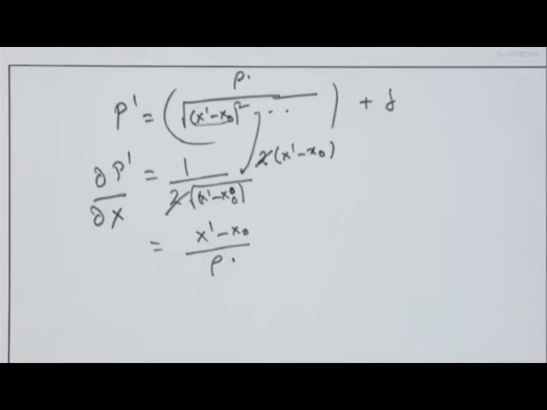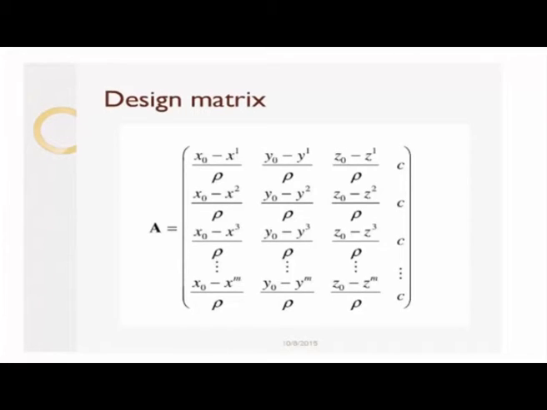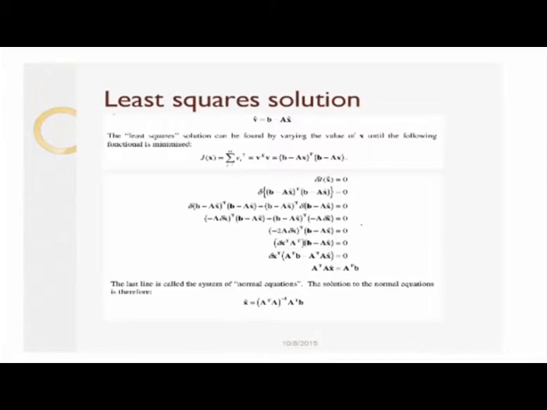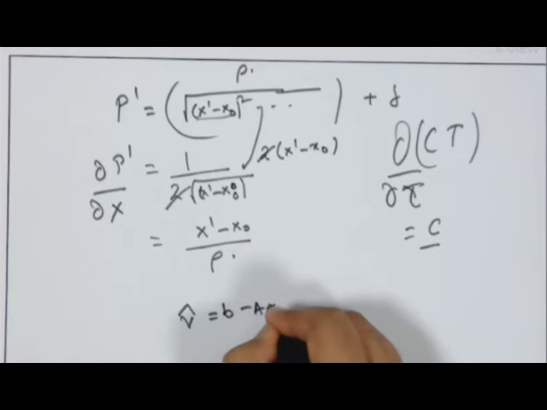Okay, so then see what is this A equation? A equation is basically x0 minus x1 by rho, y0 minus y1 by rho, z0 minus z1 by rho, and here there was c tau. So if I have differentiated, it is just becoming c. If I differentiate, it becomes c. So this is the equation. This is the matrix. So now what we have? We have V is equal to B minus A X bar.